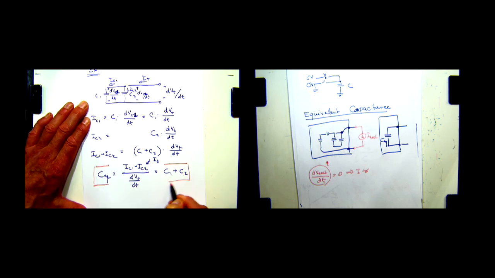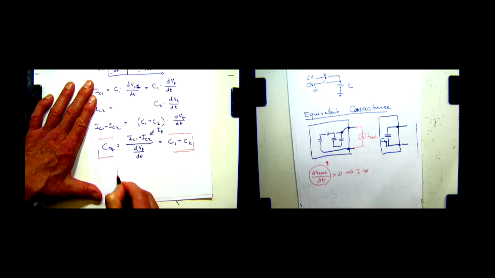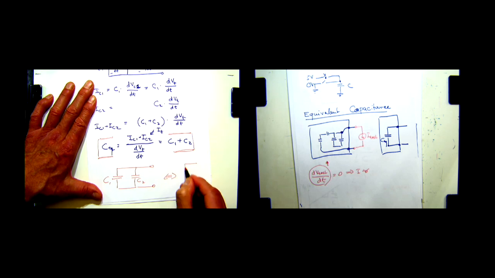So basically what it says is if you have two capacitors, C1 and C2, like this, then this is equivalent to having just one capacitor, like this, with capacitance C1 plus C2. What do you think about this? Yes.